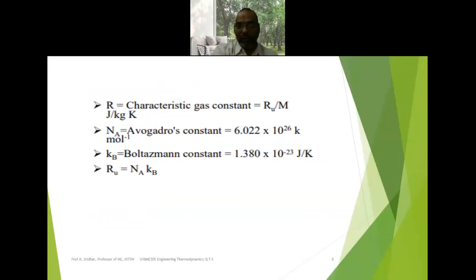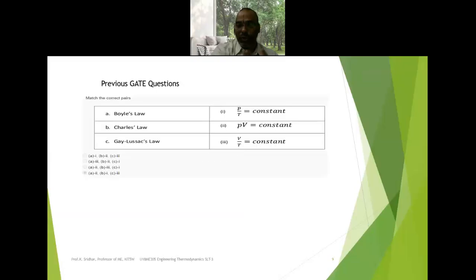Same thing I have written here: R is equivalent to RU by M. So the R value normally varies from one gas to another gas. These are the important concepts related to ideal gases as well as real gases. Now let us see what questions appeared in previous GATE examinations. That is, what we mean by Boyle's law, Charles law and Gay-Lussac law.